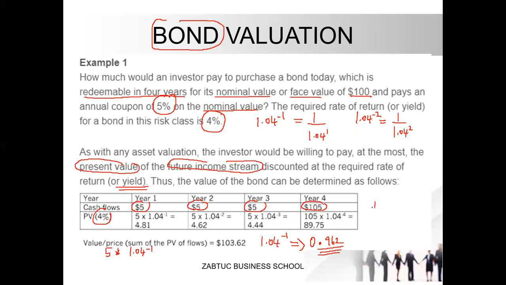0.962. What if you just divide like this? Divide by 1.04. What do you get? I'm getting 0.962, the same amount. Yes. So it's important to learn something. So when we discount, we find that what's the value of this bond? The value of this bond is 103.62. Now, this is what we did in the question that we looked at, so that is not something strange.